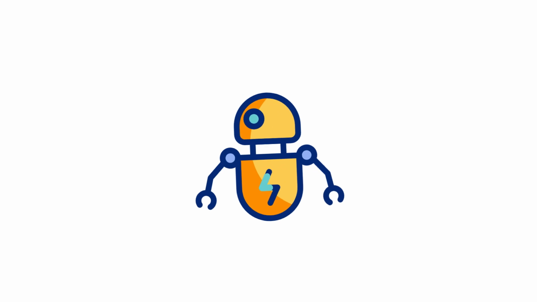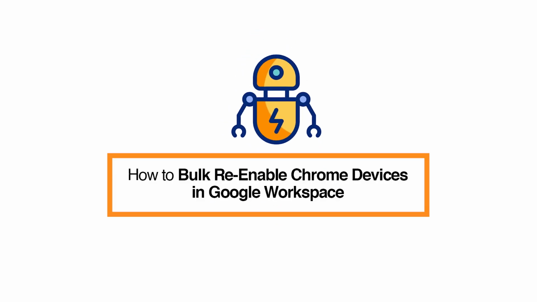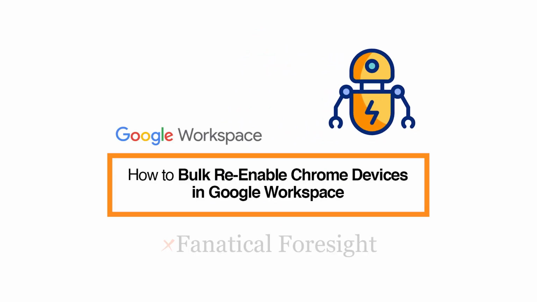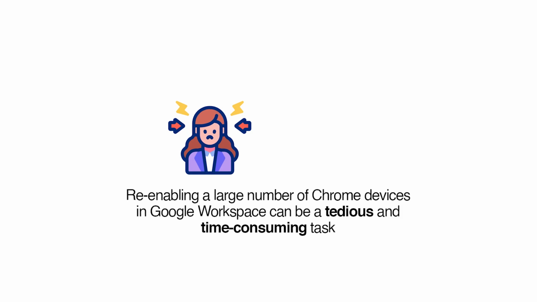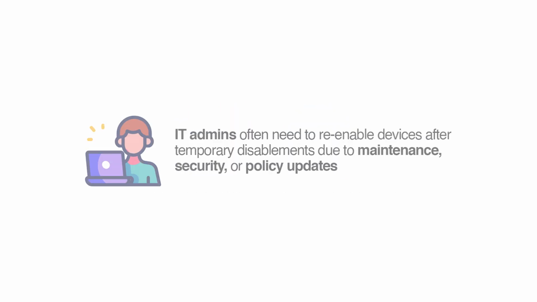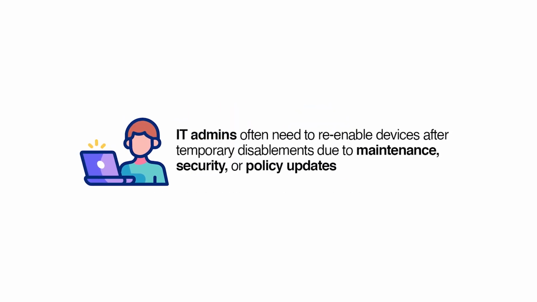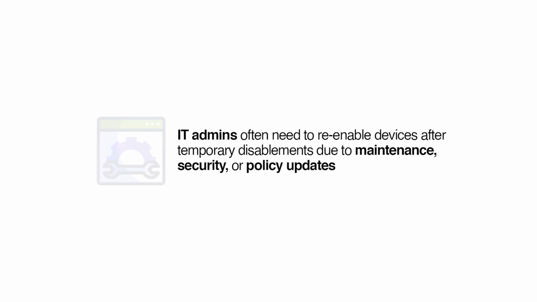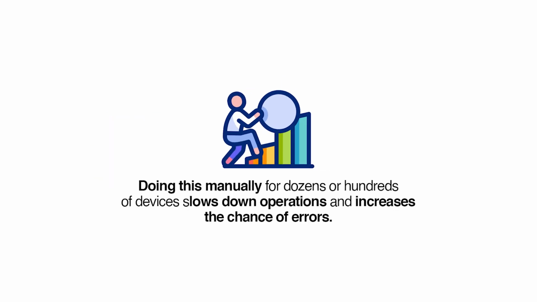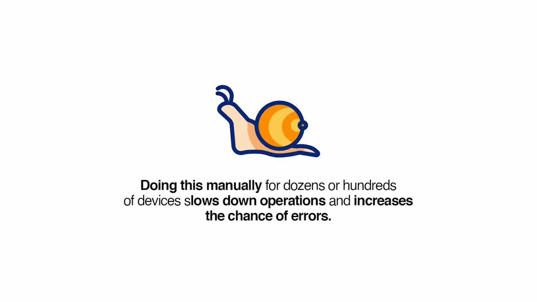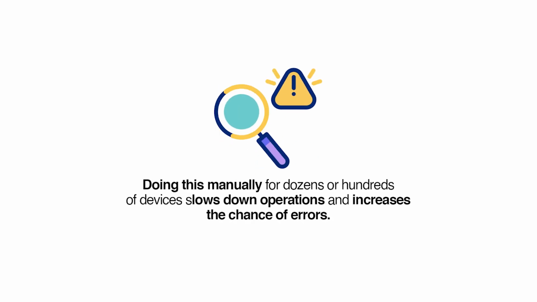Hi there, in this video, you will learn about how to bulk re-enable Chrome devices in Google Workspace with xFanatical Foresight. Re-enabling a large number of Chrome devices in Google Workspace can be a tedious and time-consuming task. IT admins often need to re-enable devices after temporary disablements due to maintenance, security, or policy updates. Doing this manually for dozens or hundreds of devices slows down operations and increases the chance of errors.